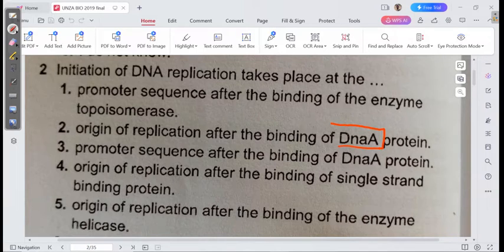So what happens is that this protein known as DnaA is always in motion, moving along the strands of DNA. When it comes across a region which is rich in adenine and thymine bases, it will stop there. The region along the strand of DNA which is rich in adenine and thymine bases is what is regarded as the origin of replication. So this protein will stop at that point. Once it stops, it is going to communicate with other sets of enzymes to come there to start the process of DNA replication. So that's how initiation of DNA replication starts. So the correct answer to question 2 is option 2. Question 3.